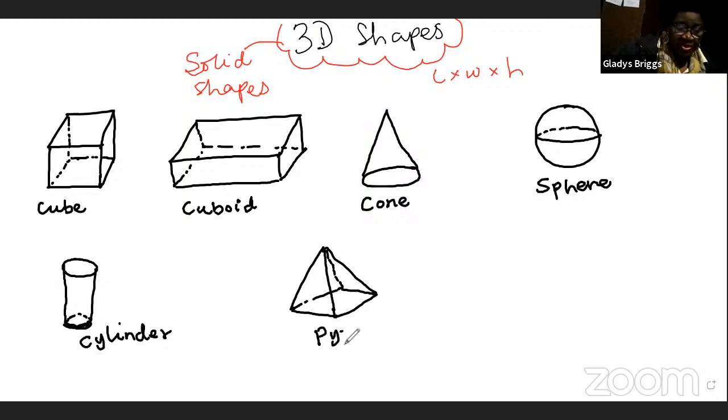Okay, this is a pyramid. Well, it's a square-based pyramid, okay? Square-based pyramid. Make a sketch of all of those things in your book, okay? Make a sketch of them, if you didn't know them and you're learning about them for the first time. Then let me know when you finish, okay?